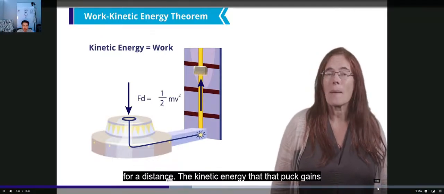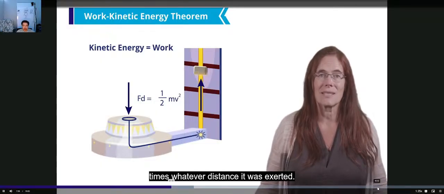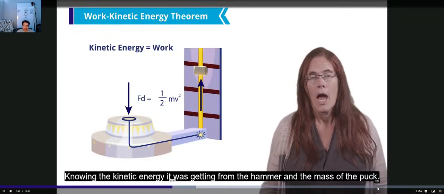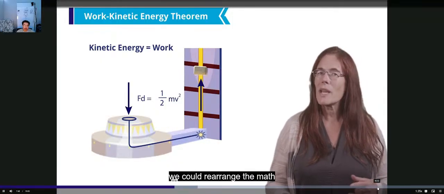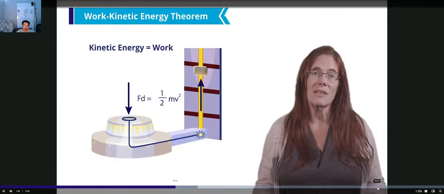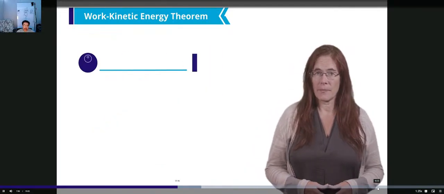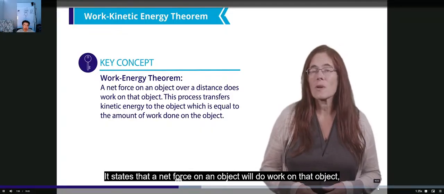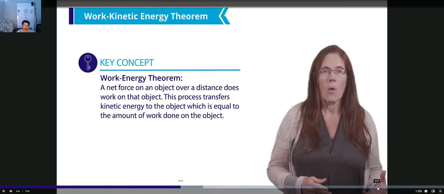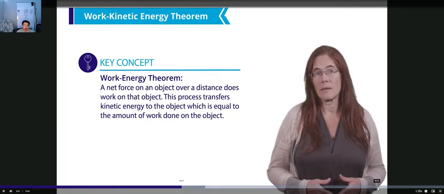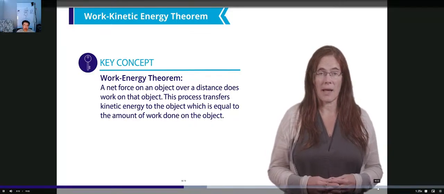The kinetic energy that the puck gains would be equal to the force exerted on it times whatever distance it was exerted. Knowing the kinetic energy it was getting from the hammer and the mass of the puck, we could rearrange the math to find the speed it starts moving upwards. This fundamental idea is the work kinetic energy theorem. It states that a net force on an object will do work on that object, transferring kinetic energy to or from that object equal to the work done. The work is equal to the force times the distance over which the force is applied.